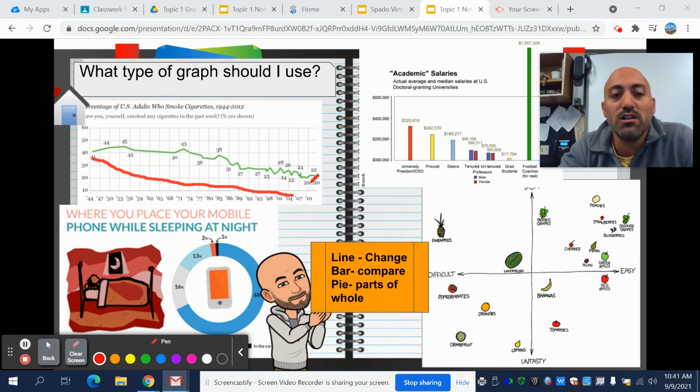The main three, though: line graphs show changes over time, bar graphs are nice for comparisons, and pie charts show parts of a whole.